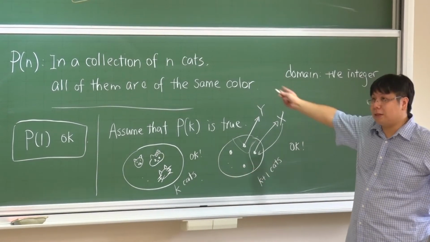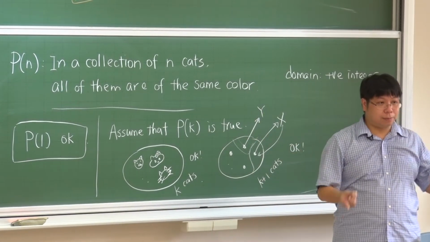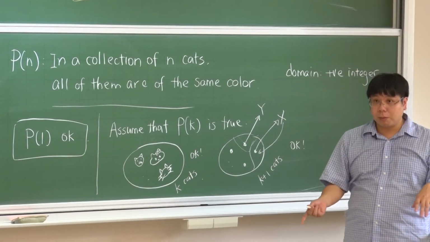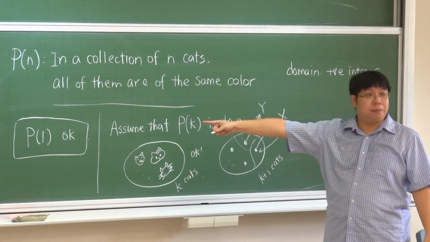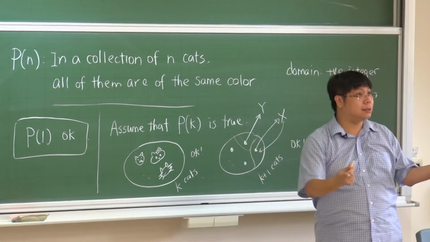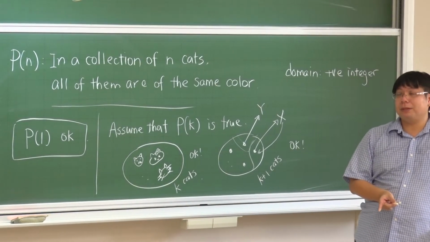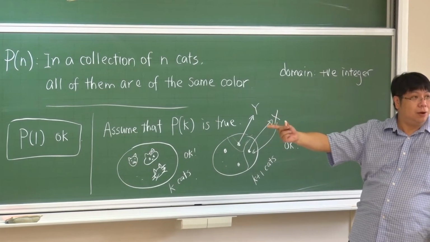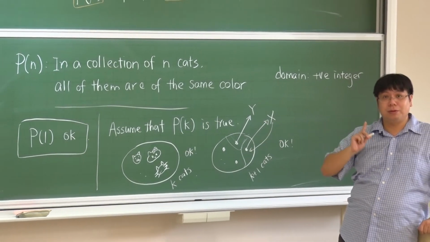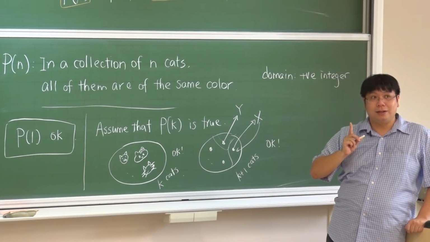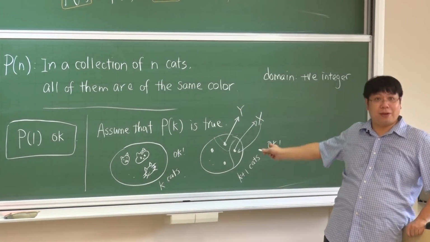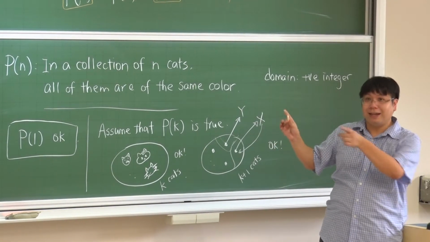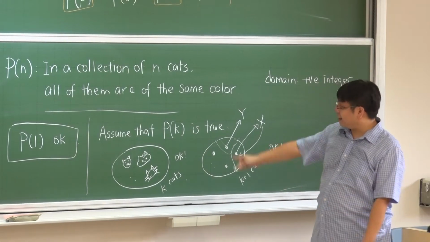OK, done. We have just shown that Pk implies Pk+1, and also we have the basis case P1. So in that case, by the principle of mathematical induction, for all the positive integers n, Pn will be true. Something wrong. There has to be something wrong here. Assumption? Yes. What's wrong here?